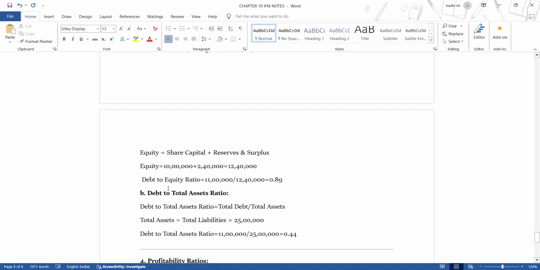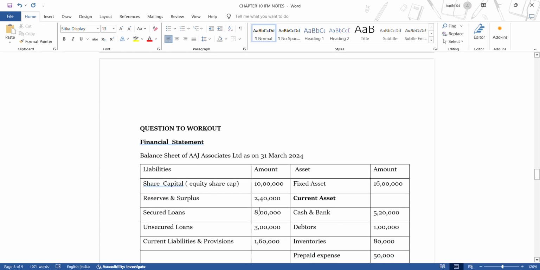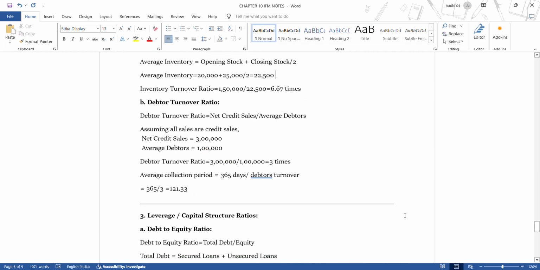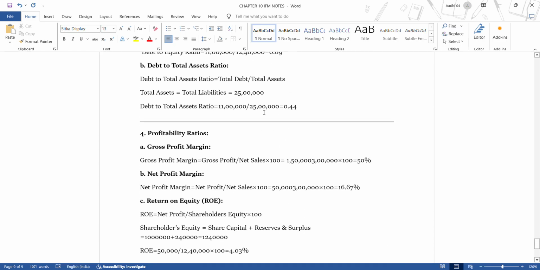Next ratio is the debt to total asset ratio. We already have the debt. Now total asset means the total of the balance sheet. Your total asset is always equal to total liabilities, as I have explained, that is 25 lakh. So total debt 11 lakh divided by 25 lakh, that is 0.44. I hope that is clear.